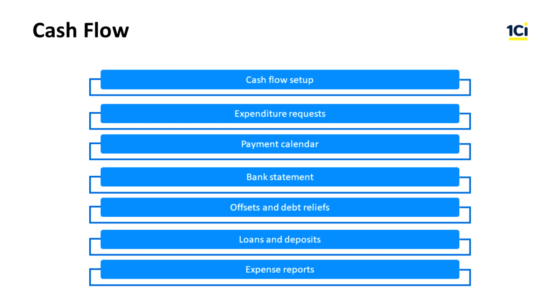We will learn how to process the bank statement, create customer receipts, reconcile bank statement lines with payments, receipts, and other transactions. We will have a look at offsets of accounts receivable and payable, and debt reliefs. We'll consider planning and accounting for loans and deposits. We will also pay attention to expense reports.